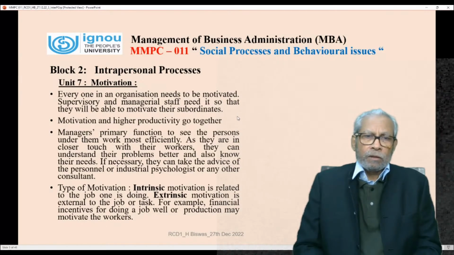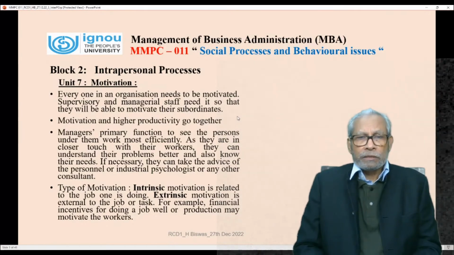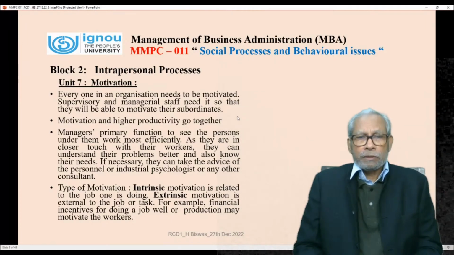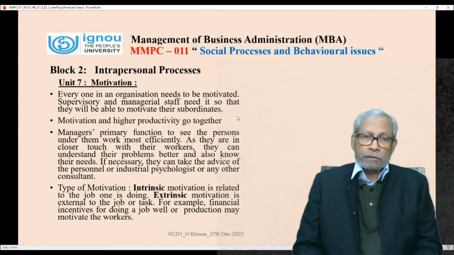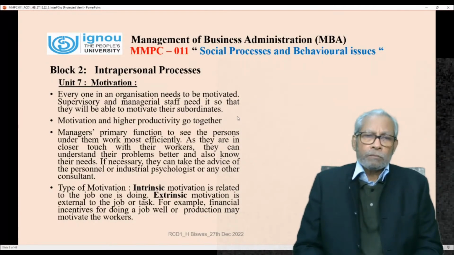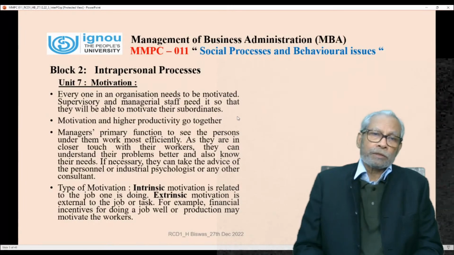Types of motivation. Intrinsic motivation is related to the job one is doing: whatever he or she is doing, is the person motivated or not, satisfied or not. That is the individual part. Another is extrinsic motivation, that is external to the job or task. For example, financial incentives for doing a job well or for production may motivate the workers. Some bonus or declaration of annual incentives, performance-linked incentives. So all are basically part of extrinsic motivation.